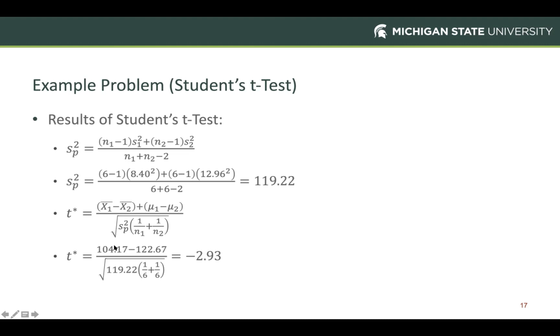Just restating the information from before: before the helmet law change went into effect, we had 104 fatalities per year roughly. That increased to 122.67 afterwards. We're testing whether or not this difference in traffic fatalities is significantly different from 0, and so that 0 term is just dropped out here. We've plugged in our pooled variance to the denominator, and our calculated t-statistic is negative 2.93.